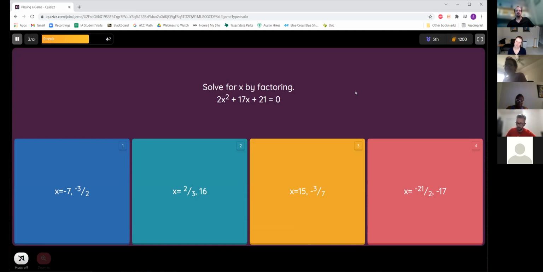Please, teacher. Oh yeah, I'm sorry. Oh, I can't make that one bigger. Can you take a picture of it how it is? Which one? The middle one? Do you want me to read it to you? Yes, please. Okay, it's 2x squared plus 17x plus 21 equals 0. Perfect. Thank you. Yep, no problem.